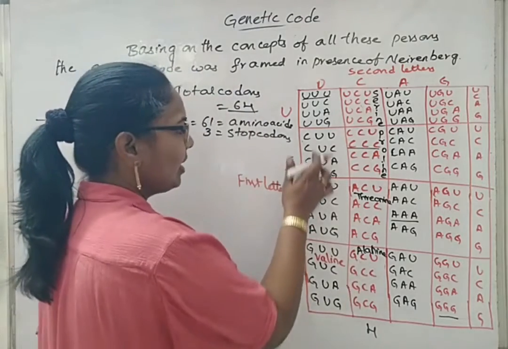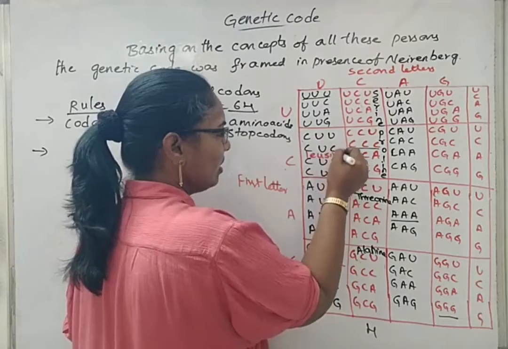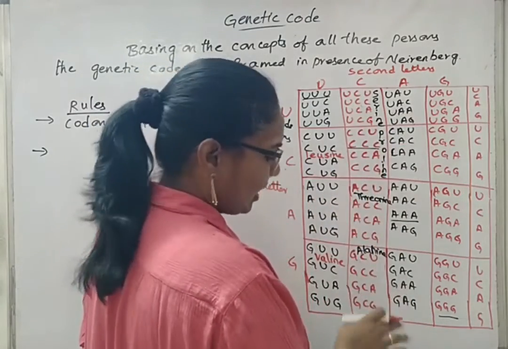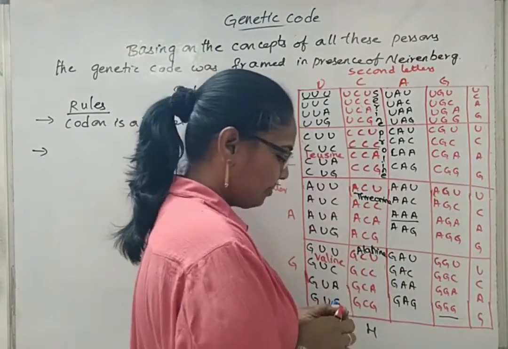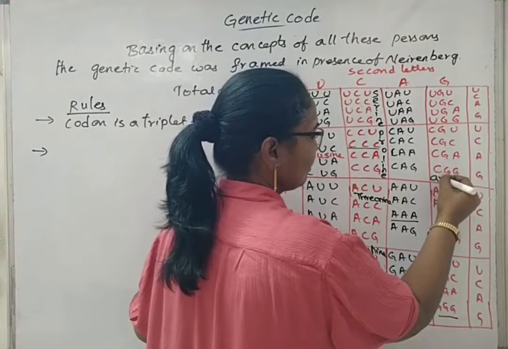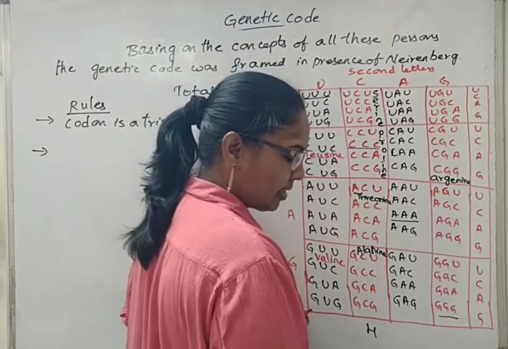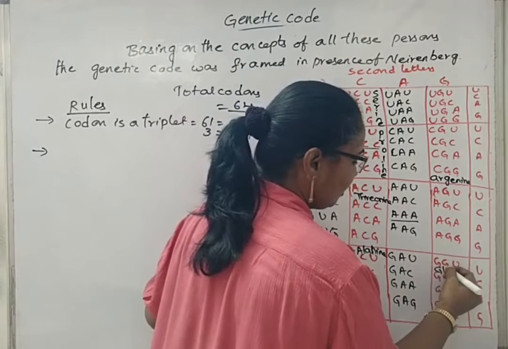Valine here. These four also code for leucine, L-E-U, leucine. Next, what are again four different types? Here it is arginine. Arginine, four in number. Next, another one here, it is glycine. You see this one, glycine.